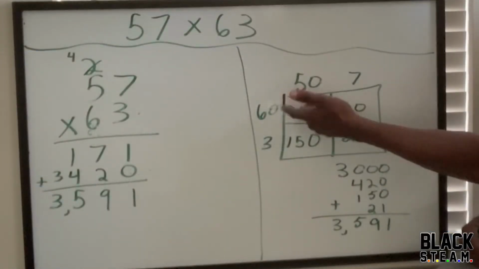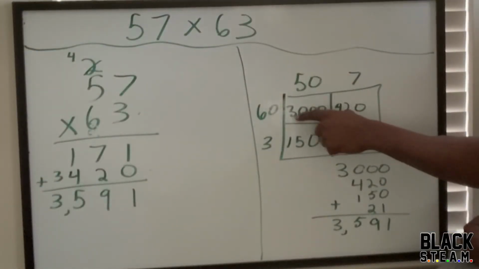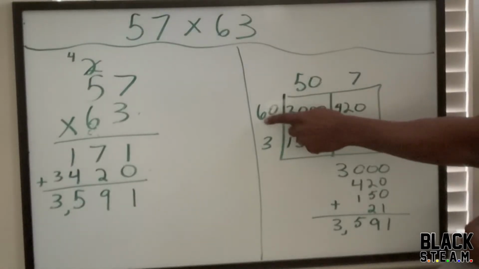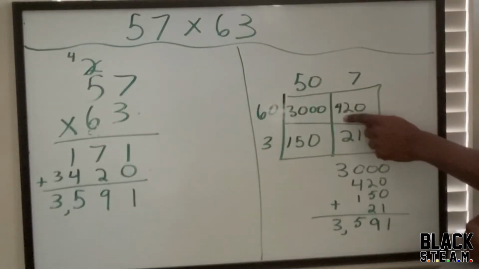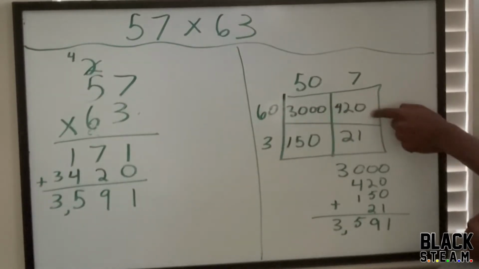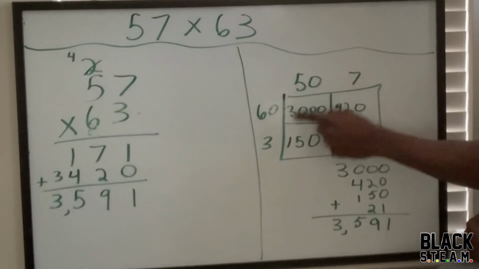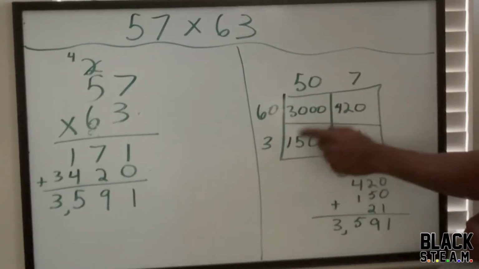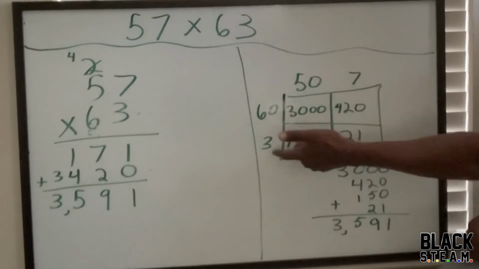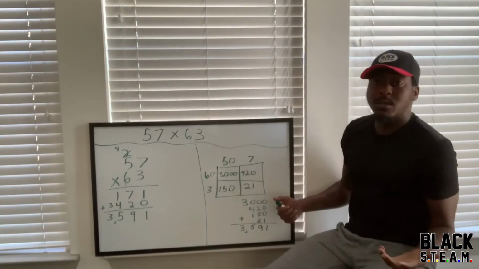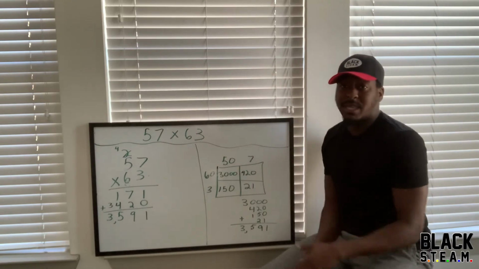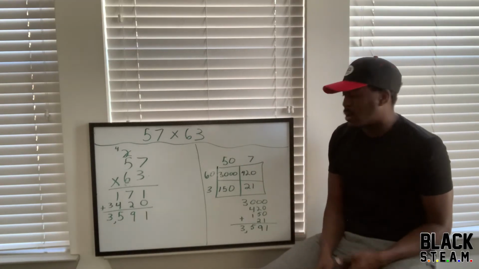You multiply your leading numbers, 6 and 5, which is 30, and then how many zeros did I have? 2, so now I have 3,000. 6 times 7 is 42. How many zeros did I have? 1, so 420. 5 times 3 is 15. How many zeros did I have? 1, so 150, right? And then 3 times 7 is 21. It's really easy to work with tens, hundreds, and thousands, or in all those zeros.